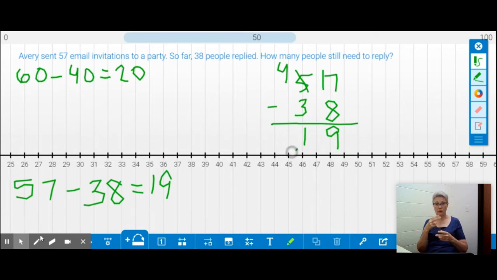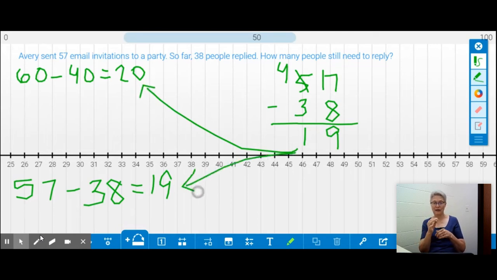If you look, that is really close to my estimate of 20. And I actually got 19 with both strategies. So the number line is a great strategy as well as the standard algorithm.